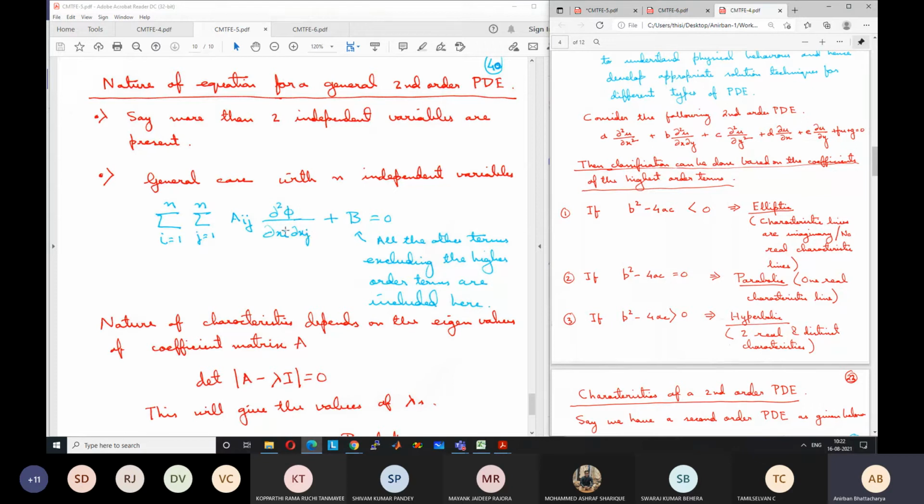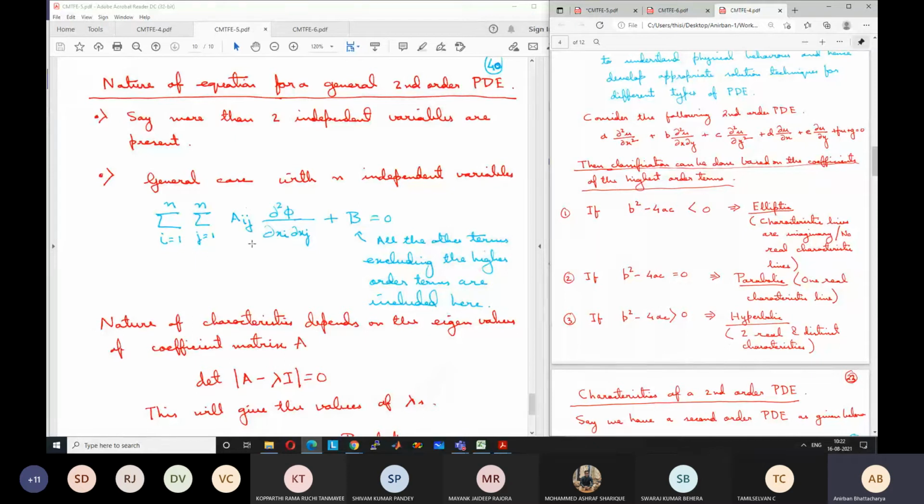Similarly, if I have 4 independent variables x, y, z and t, I can have ∂x², ∂y², ∂z², ∂t², then ∂x∂y, ∂x∂z, ∂x∂t, all the possible combinations that are present. This is denoted by this term, and a_ij is the coefficient of each of those terms, the general coefficient.